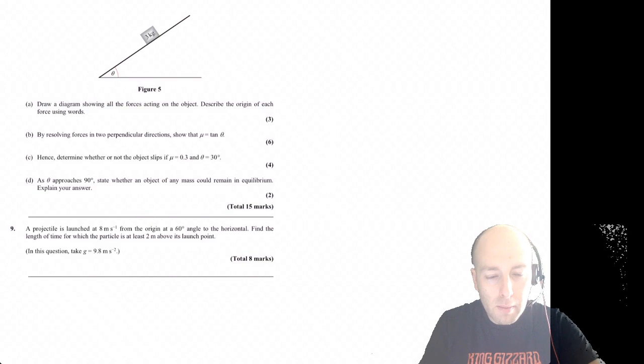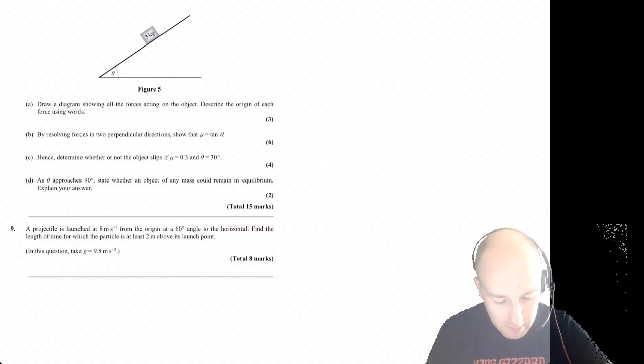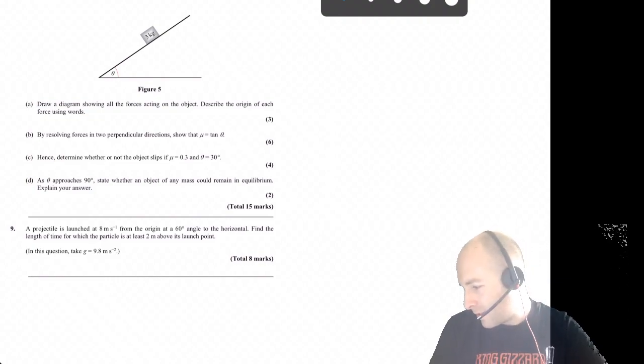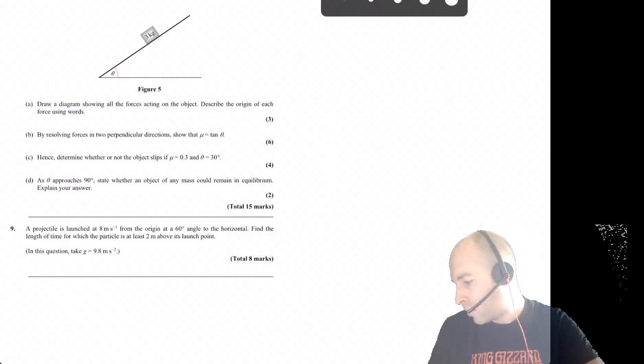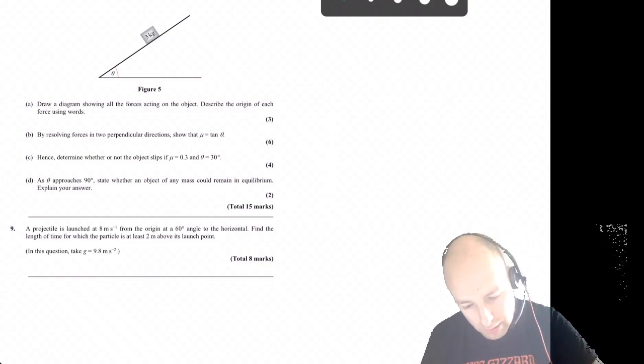So we have a mass on an inclined slope. And part 1, draw a force diagram showing all the forces acting on the object. Easy peasy. Describe the origin of each force using words. That's fun. Sorry, Sophie, I didn't take you off there. Cool. All right. So forces acting on this object, we've got a reaction force.